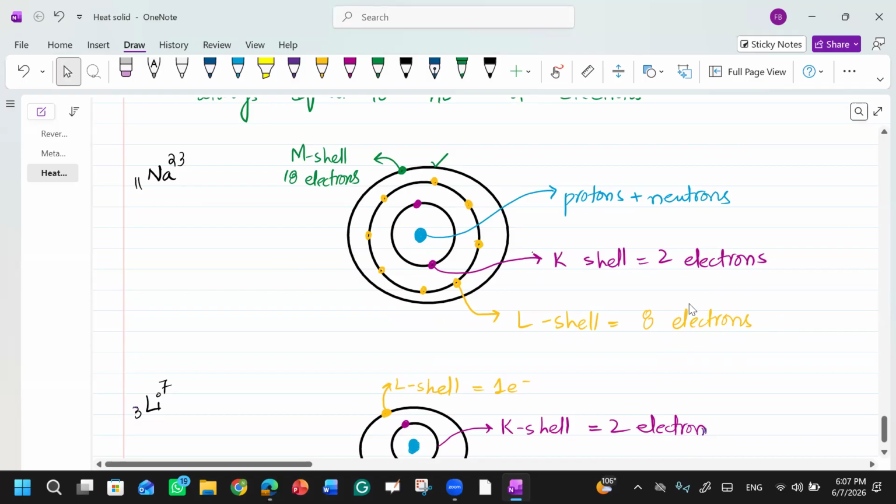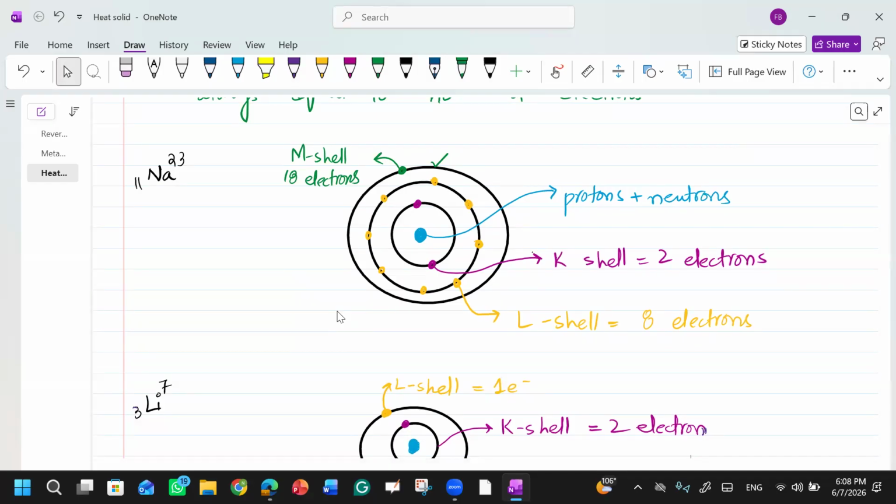Now one electron is left, right? Because sodium has 11 electrons. So for that one electron, we will draw the next shell. Why can't we put this electron in the L shell? Because the L shell only has eight electrons. It has the capacity to fill only eight electrons. It cannot fill more than eight.